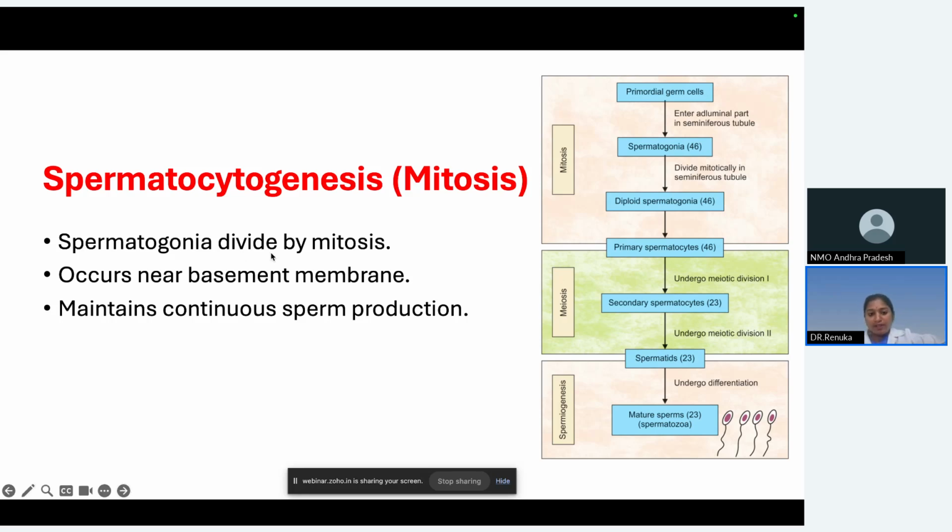Spermatogonia here divide by mitosis. What is mitosis? Yes, division of cells mitotically. That means the chromosomal number will not change. 2N, 2N, 2N. It is diploid only. Diploid spermatogonia will be produced.